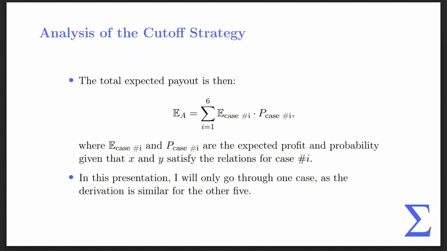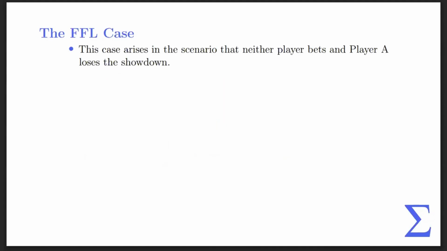Okay, so then we can compute the total expected profit as a weighted average of each of the 6 different cases. We'll find the expected value of each case and multiply it by the probability that it occurs. In this presentation, just for the sake of time, we're not going to go through all 6 cases because they're all pretty similar. We'll just go through one case, and you should get the idea of how we generalize this to the other 5. Any questions?